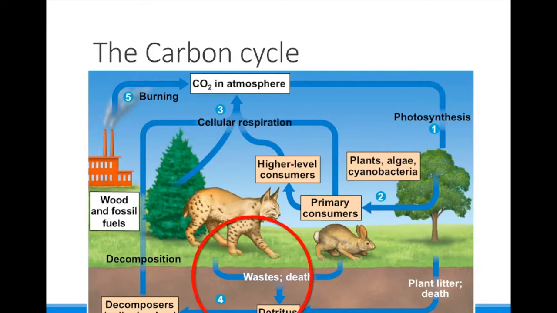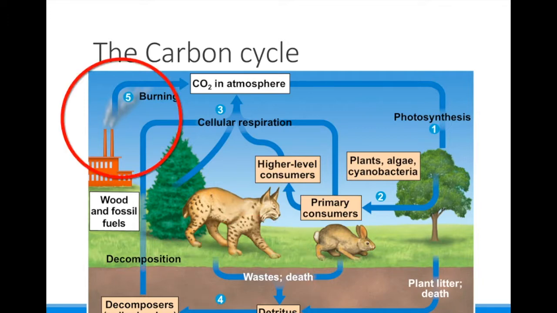When the consumers and the producers ultimately die, their bodies are broken down by decomposers. Those decomposers use the carbon that was making up their bodies and return it to the soil, into the soil reservoir. Some examples of carbon in soil reservoirs are peat moss or oil.